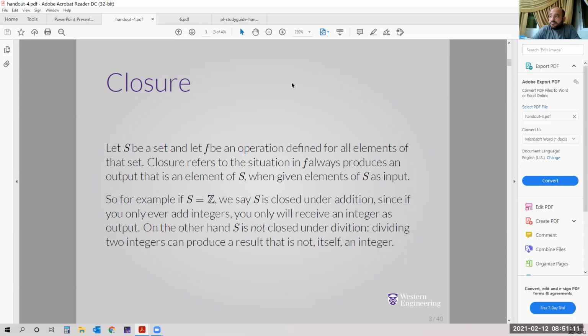So what do we mean by a closure? If we apply any operation on the elements of S, the output also belongs to the same set. This is what we mean by closure. So if Z is the integers, the output should be an integer. So it's closed under addition, but it's not closed under division. Is that clear?